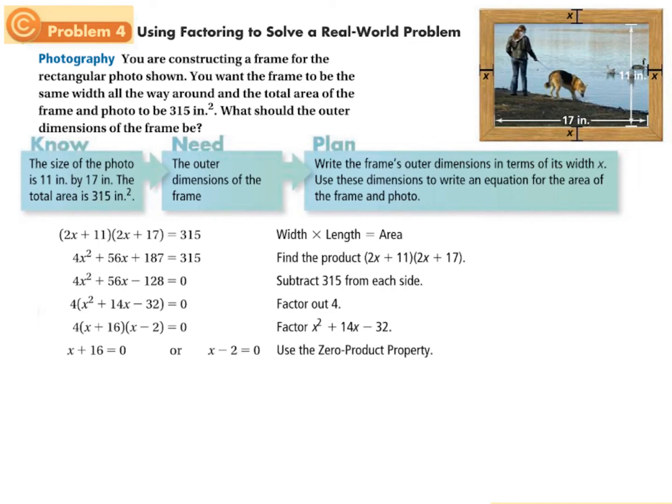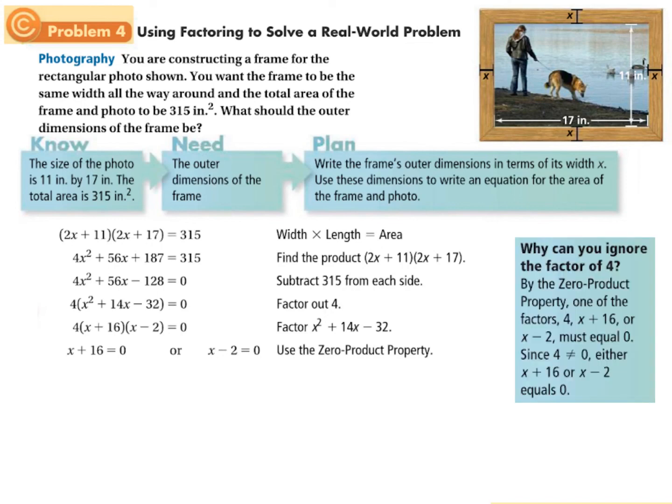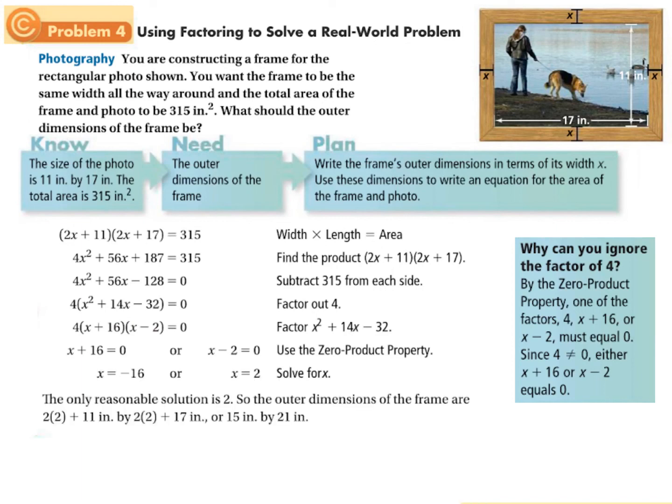How do we ignore the 4? Well, note that if the things that multiply together make a 0, we're asking what the values of x could be. The 4 is one of the things that multiplies together, but 4 does not equal 0, so it isn't going to be the thing that turns it all to 0. It's either going to be that or that. Those are the only things that could logically be set equal to 0 and solved. So you do it, and when you do that, you get x equals negative 16 or x equals 2.